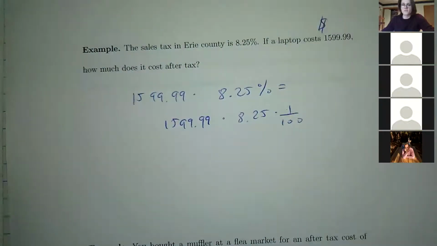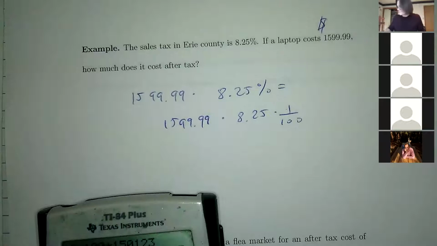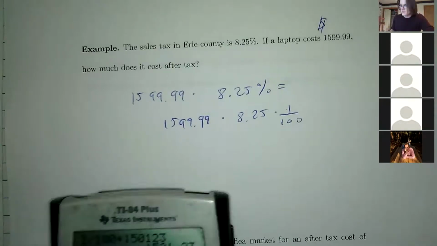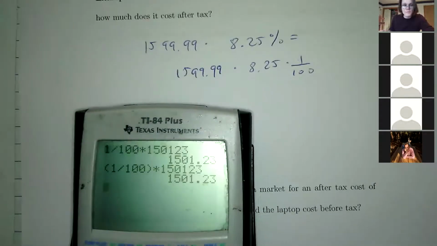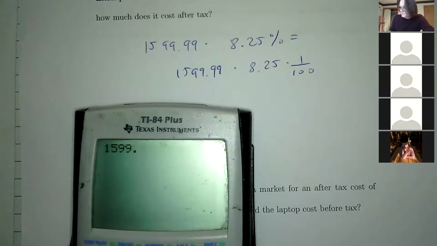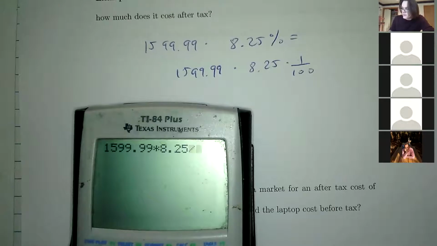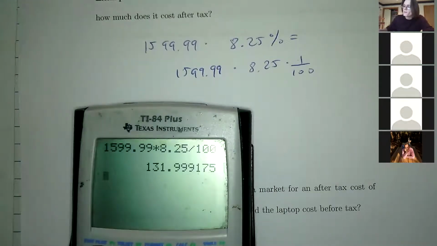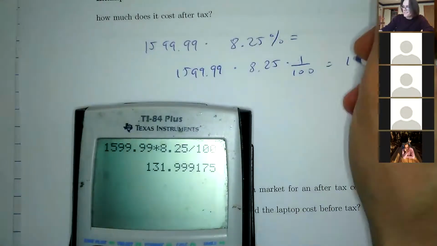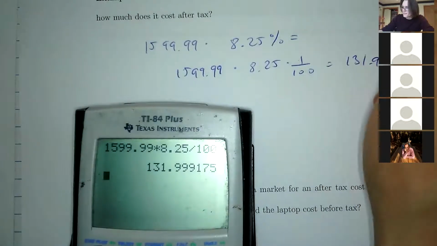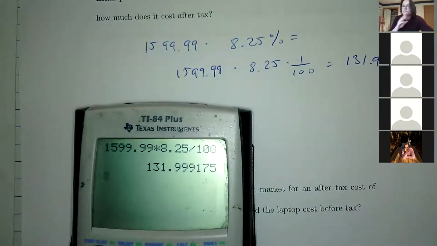All right, so let's see what we have. So 1599.99 times 8.25, and then divide by 100. It shouldn't matter here. So about 131.99. I'll keep it like that. Okay, so that's my tax.